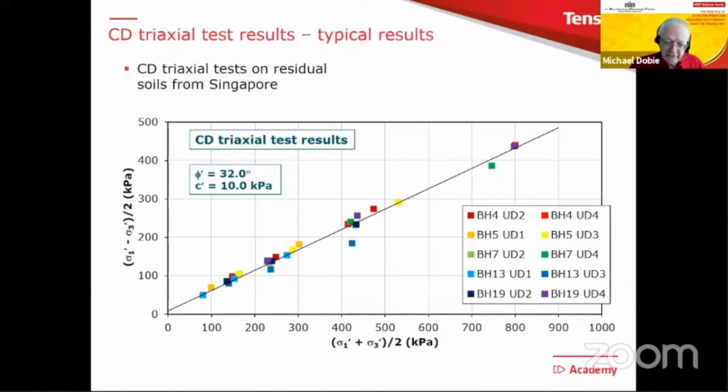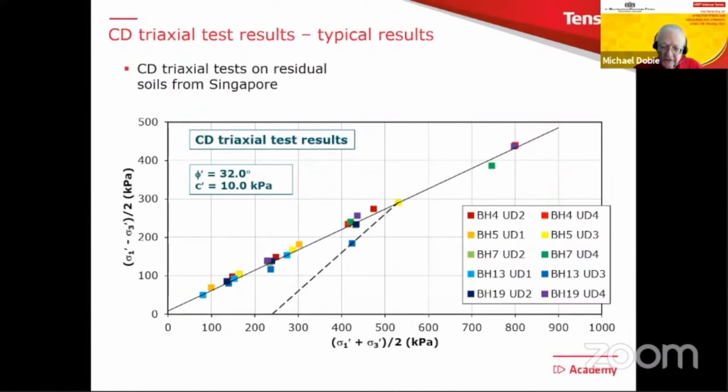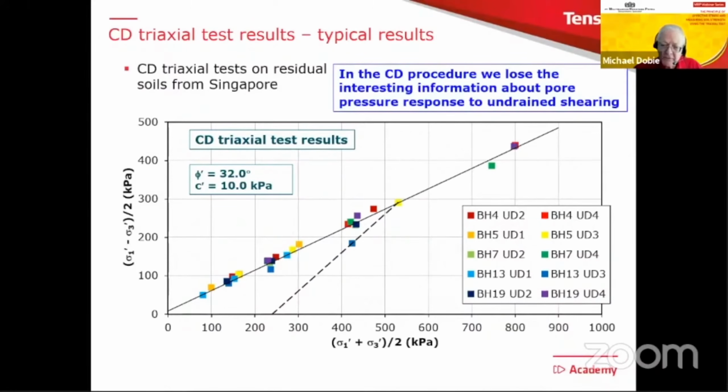And the results there are just what you'd expect. But we don't normally show stress paths because they're just 45-degree lines. So all you'd get would be a mass of 45-degree lines, and it's of little interest. But one thing that we miss, if we use the CD procedure, the consolidated drained procedure, is that interesting information about pore pressure response to undrained shearing. And that's a shame. So that's one good reason for preferring the CU test.